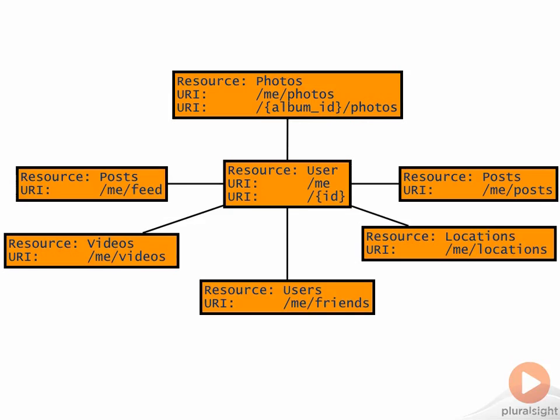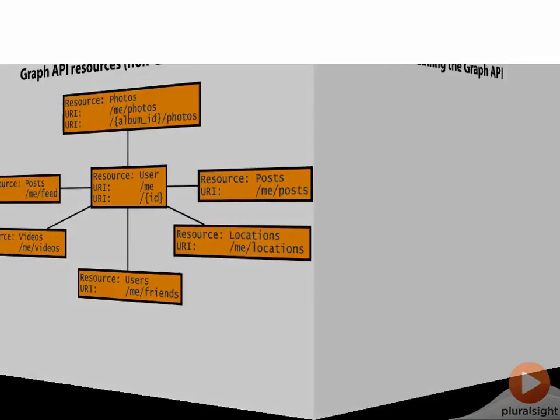The user, again, in the case of the application running on iOS, is going to ask for /me, and then generally branch out along the graph based upon what it is that your app wants to do.